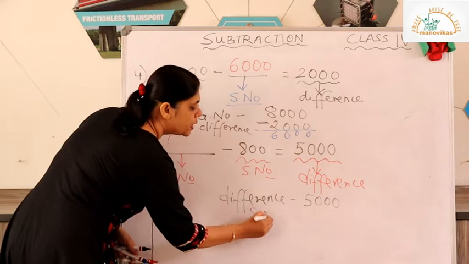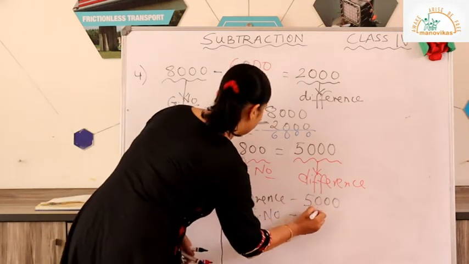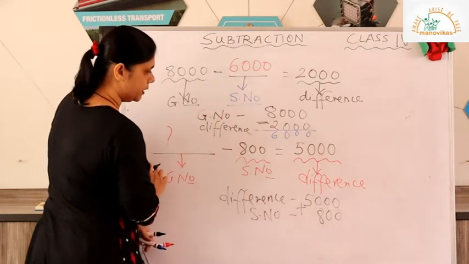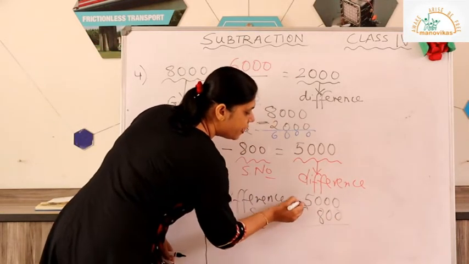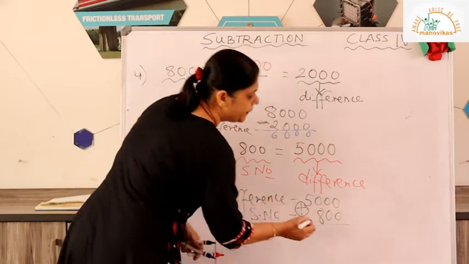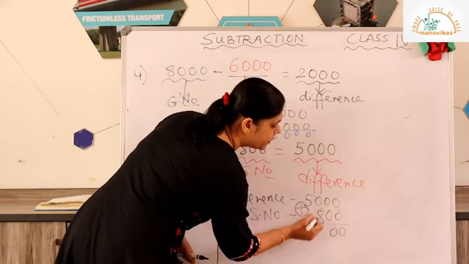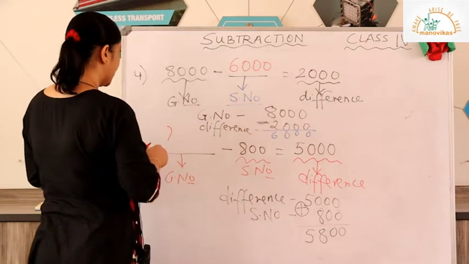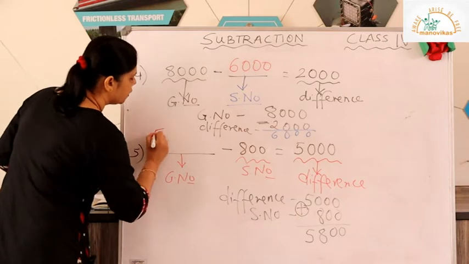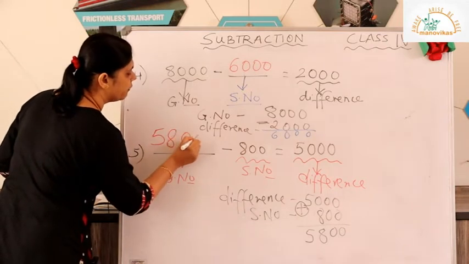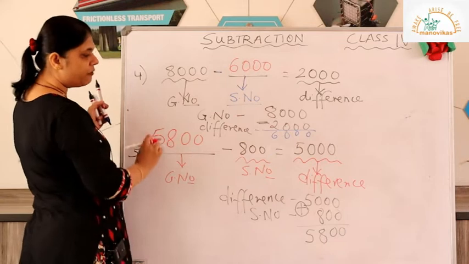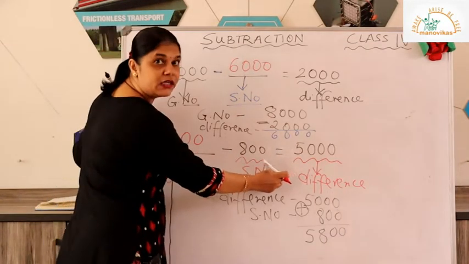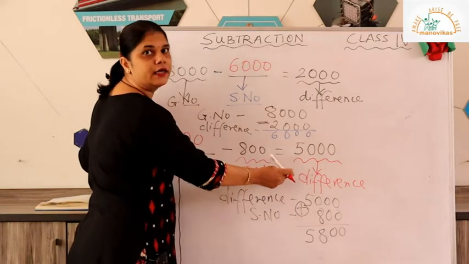The smaller number which is subtracted is 800. Now to find the greater number, I will add 5000 and 800. And what will be the answer, children? 5800. So now I know that this greater number is 5800. Please cross check. 5800 minus 800 will give me how much? 5000, that is the difference.